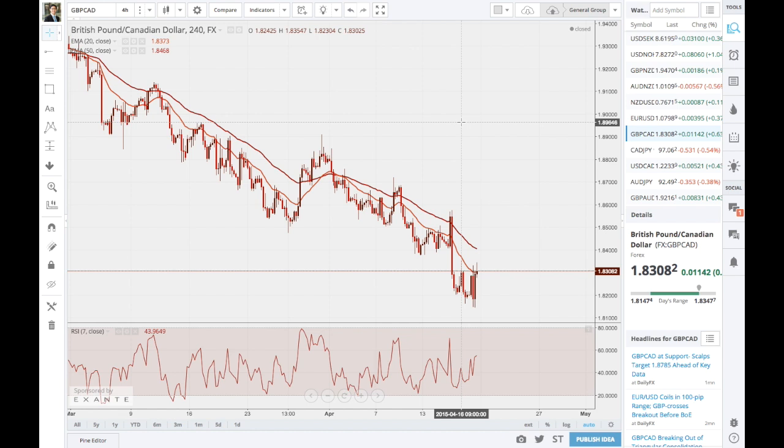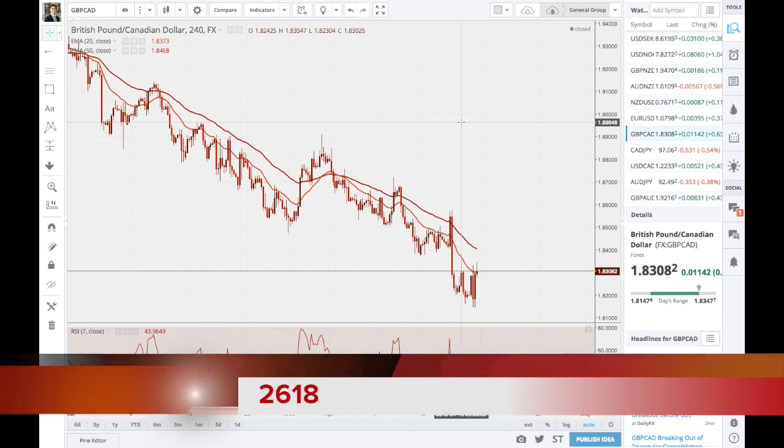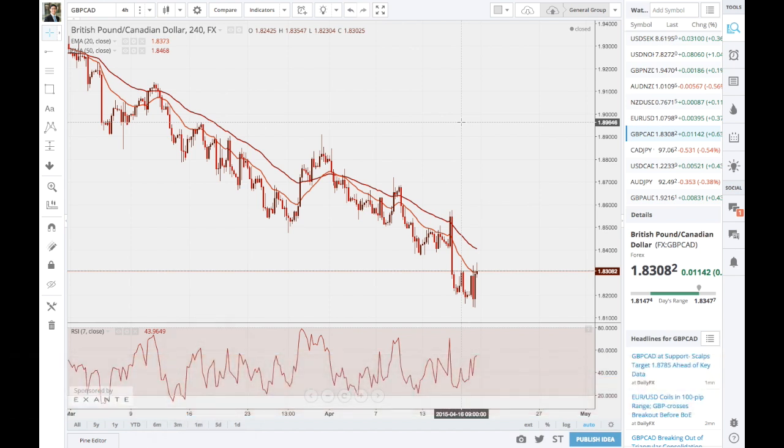The second strategy that we'll be going through in this video is the 2618. So basically 2618 stands for a double top, and once the double top is completed, we'll be looking for a 61.8 retracement and trade that retracement. That's why the name is called 2618.